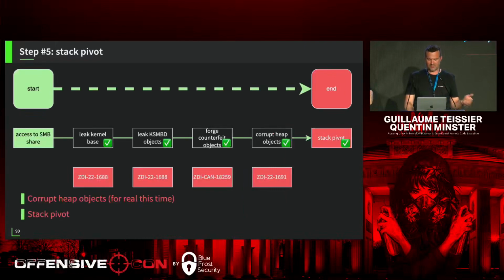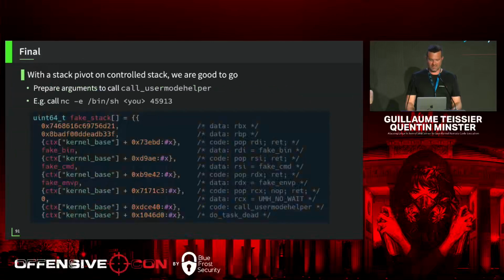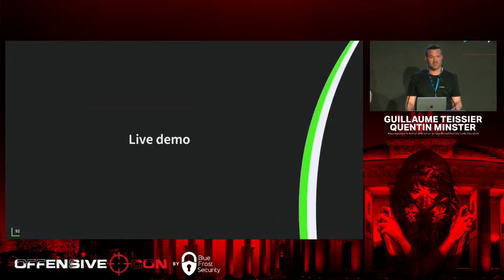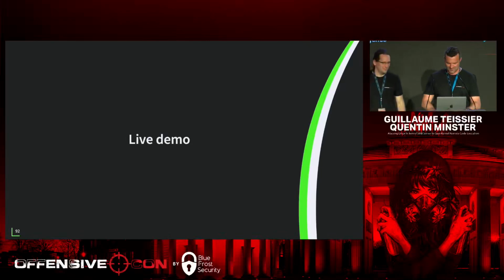So we have successfully performed the last step of our attack, the stack pivot, and we just have to fill a stack like this. For example, we can call user mode helper, which will spawn a user space process on our machine, and it will make a reverse connect back to our machine, and I mean, we are finished with the exploit, right? I believe it's demo time, and next we'll see questions. So just give me a few moments for the demo to work.